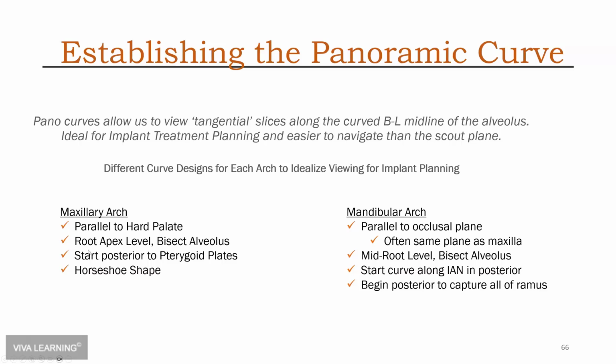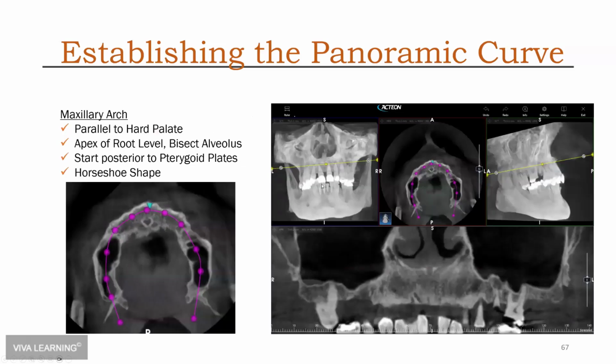So in the maxilla, we want to be parallel to the hard palate. So the first thing we're going to do is align ourselves to the hard palate. Okay. We want to be roughly at the root apices. So that's where you can see just a couple root apices here. You want to go ahead and bisect through the pterygoid plates and just roughly go along the arch form. Okay. It's a horseshoe. Most maxillas are some form of a horseshoe. And this is the view you'll get.